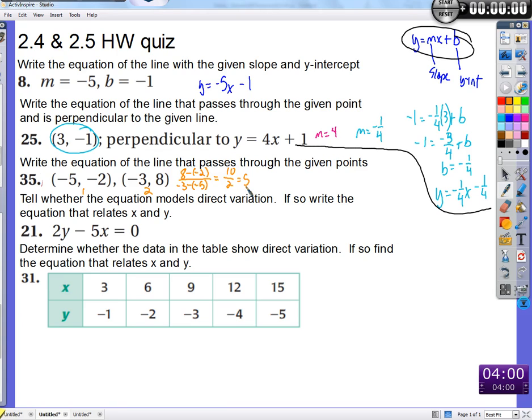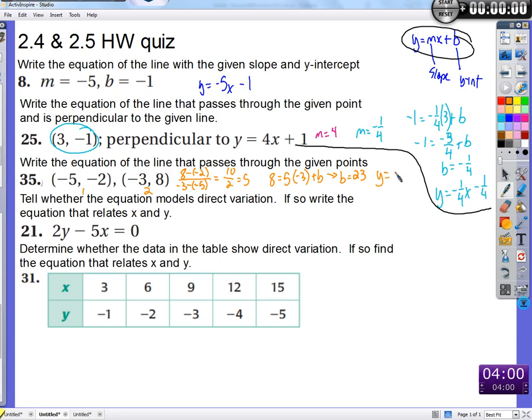Find the y-intercept. Find the y-intercept by doing what? By doing the same thing as this problem right here. Yeah. Plug in the point, and we plugged in the slope, and we solved for b. So y is 8. Mx plus b, so b is equal to, let's see, -15 plus 8 is 23. Did I do that right? Yeah. I think so.